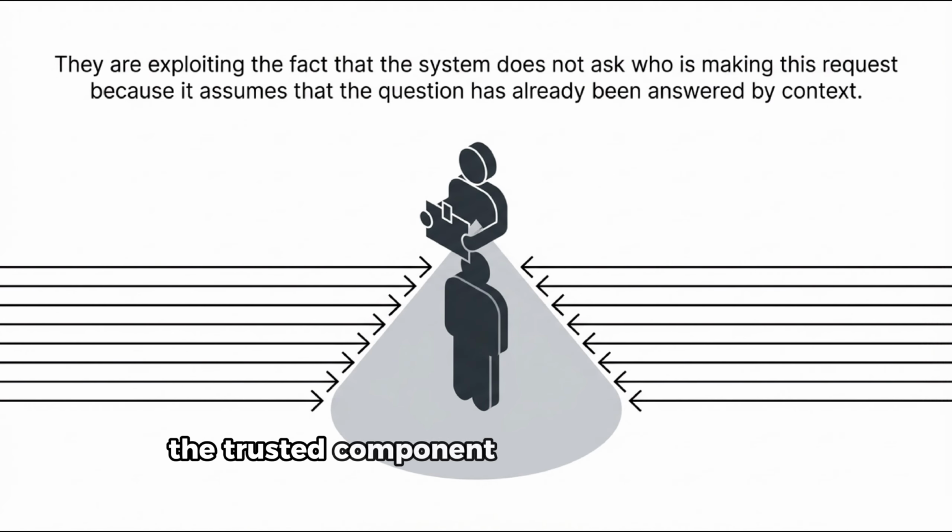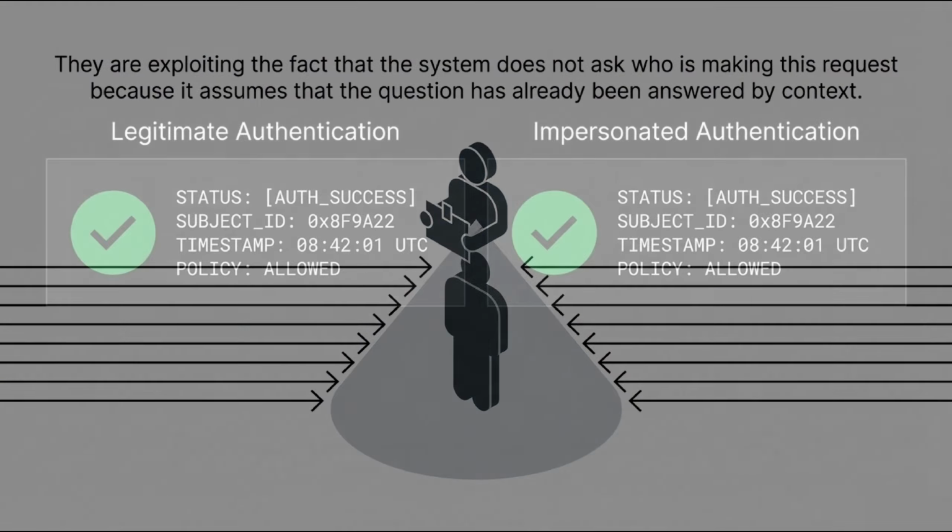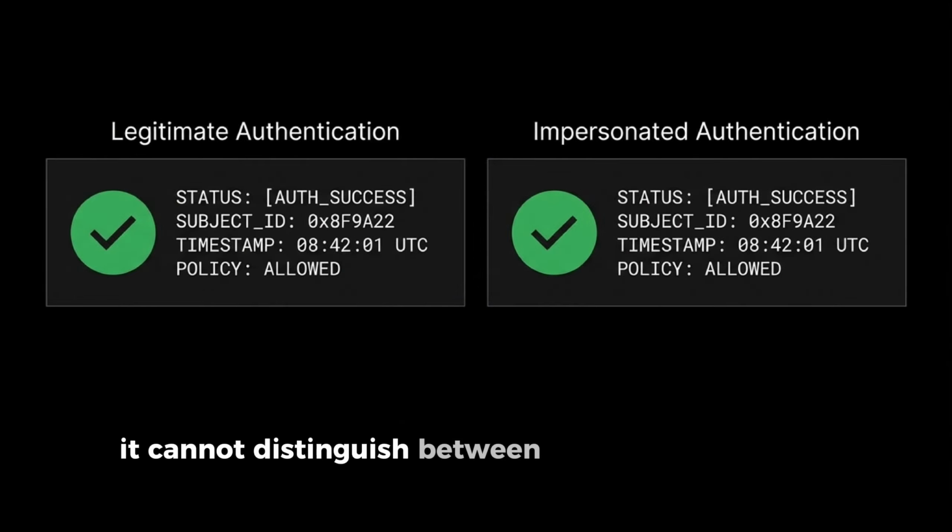The trusted component is not compromised. It is doing exactly what it is designed to do. The problem is that it cannot distinguish between a legitimate request from its intended caller and a manipulated request from an attacker who found a way to influence its inputs.